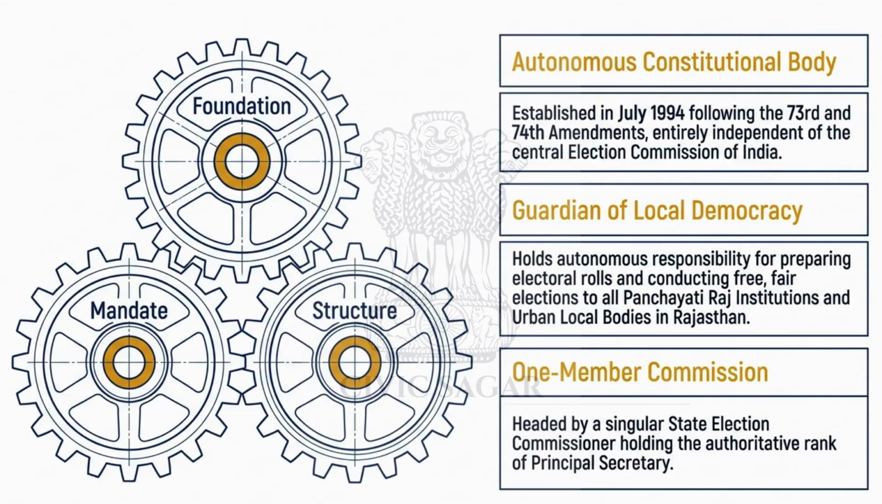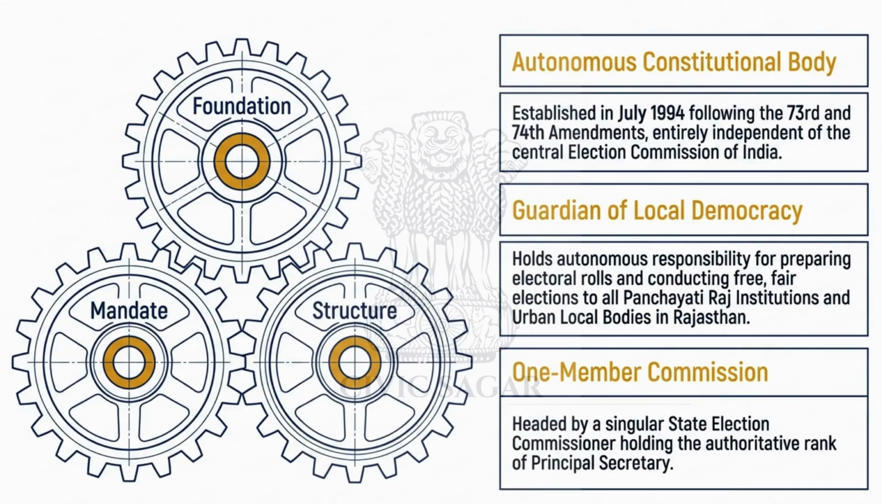The Rajasthan State Election Commission is an autonomous constitutional body established in July 1994, following the landmark 73rd and 74th Constitutional Amendment Acts. It operates completely independent of the Central Election Commission of India. Acting as the guardian of local democracy, its core mandate is preparing electoral rolls and conducting free and fair elections to every Panchayati Raj institution and urban local body across Rajasthan.